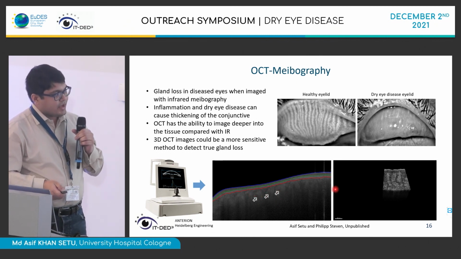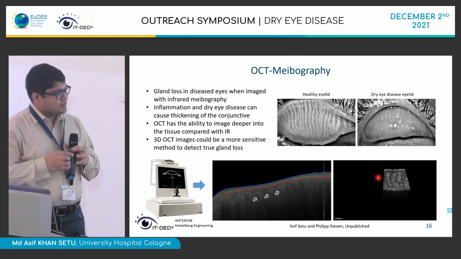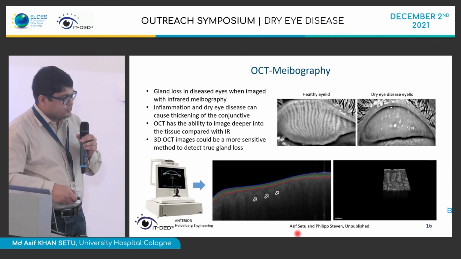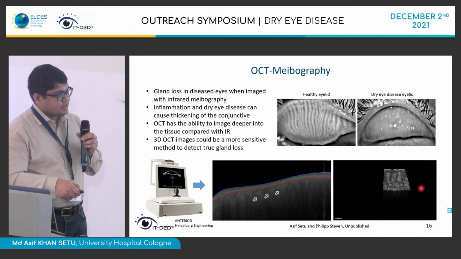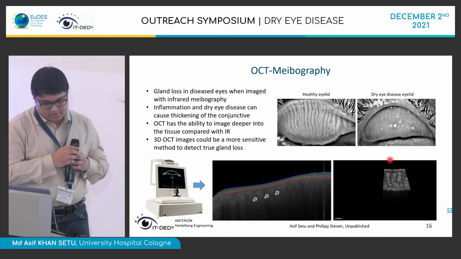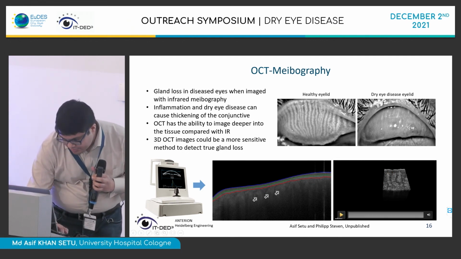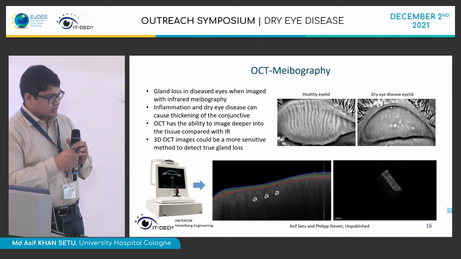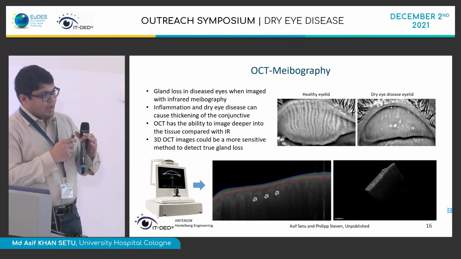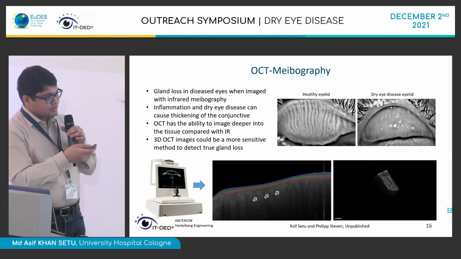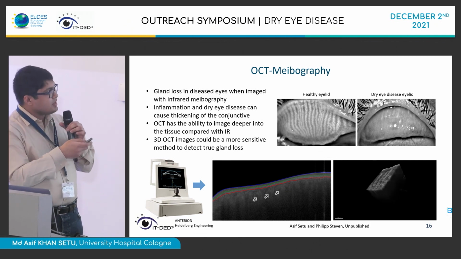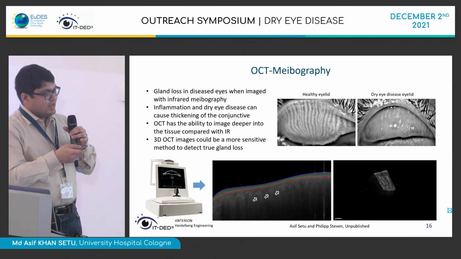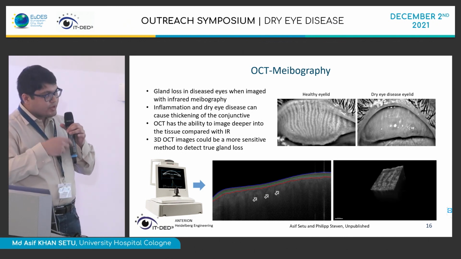On the very right, you can see a three-dimensional structure of the Meibomian gland. These three dotted arrows, these three glands are presented here. Yeah, so this is the three-dimensional view where you can see whether a real gland loss happens in inflammation or dry eye disease, or whether this is false negative information from the infrared.